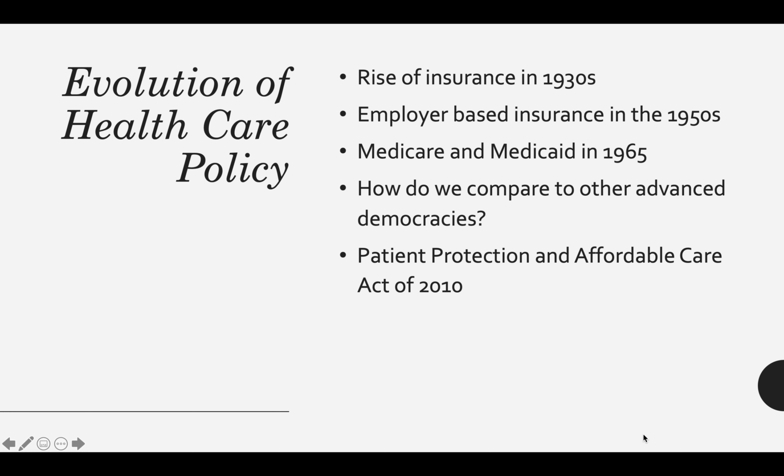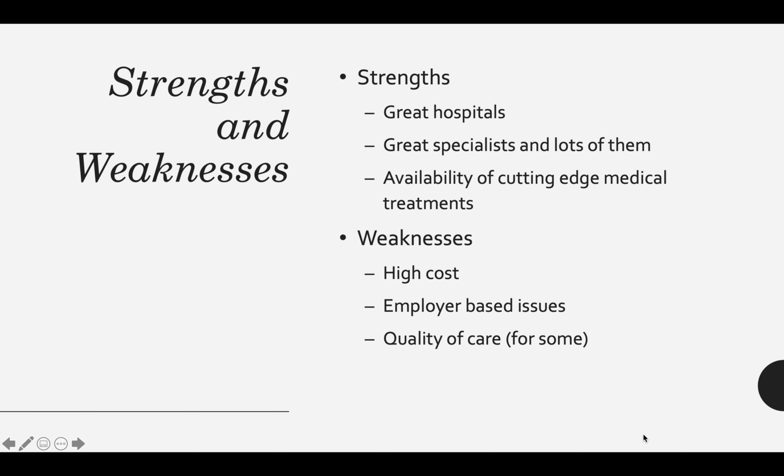So I want to take a few minutes to also discuss the strengths and weaknesses of the U.S. health care system. There's no doubt that by a lot of indicators, we have one of the best healthcare systems in the world. That being said, there are certainly weaknesses compared to other advanced democracies. So some of the strengths: great hospitals. We have world-class hospitals. We have great specialists and lots of them.